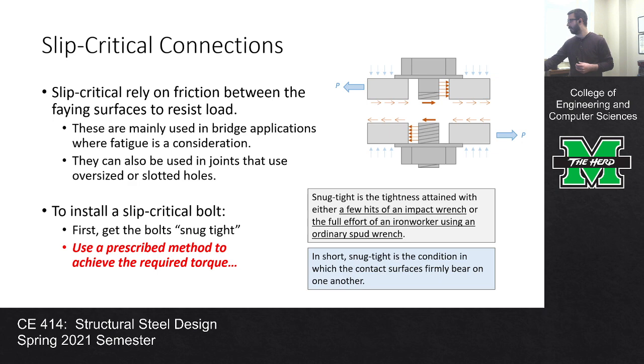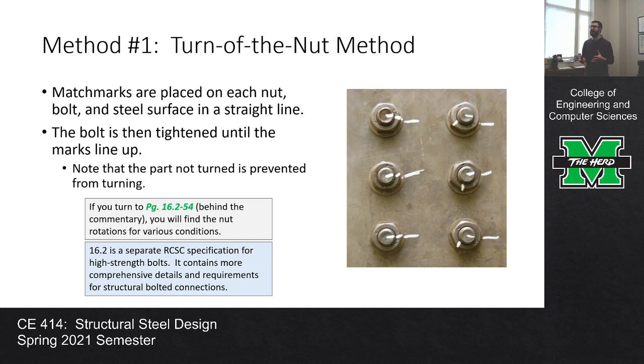Okay. So let's talk about some of these methods. So there are a series of methods that you can use to achieve the specified pretension in a bolt. And first off, I guess I should explain that I'm using this term pretension. Okay. So what I mean by that is this.